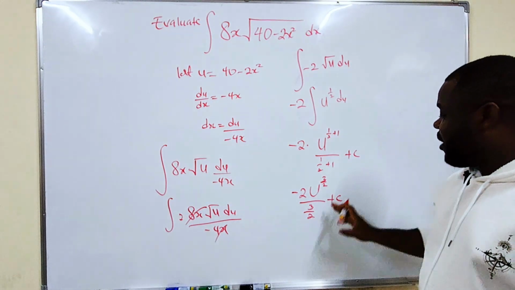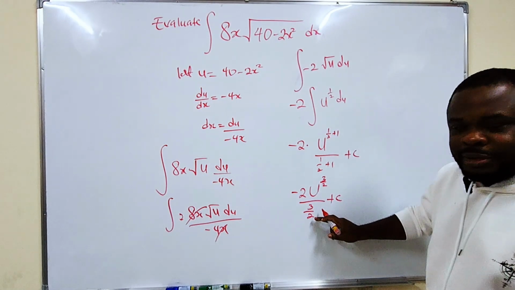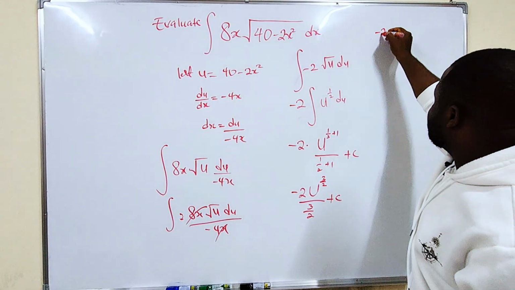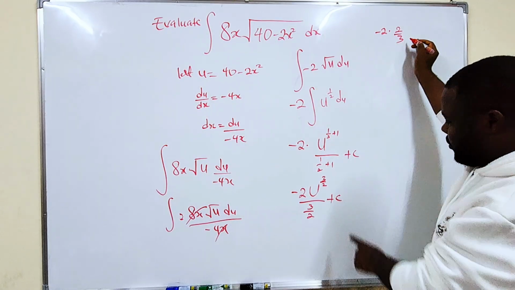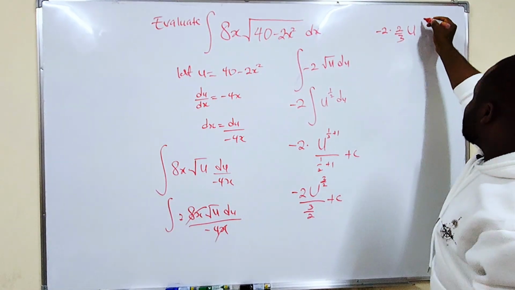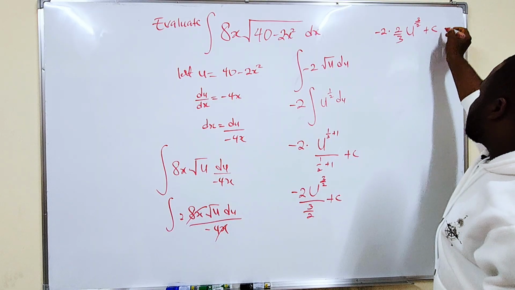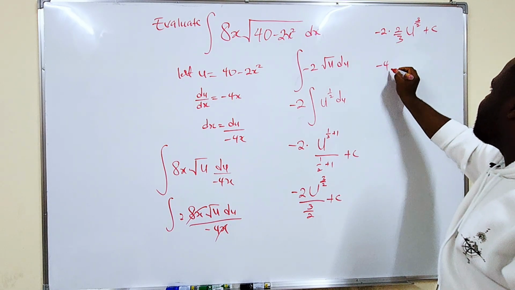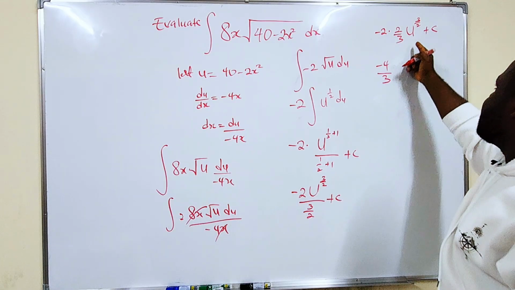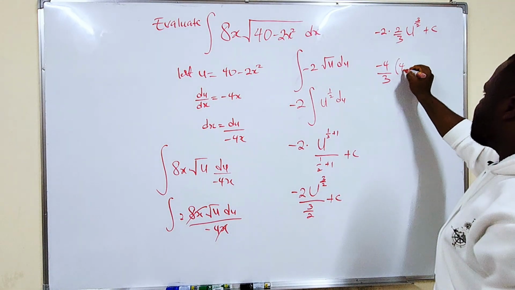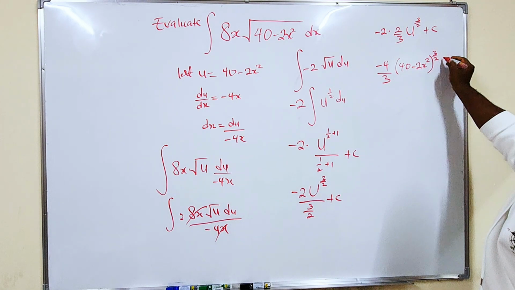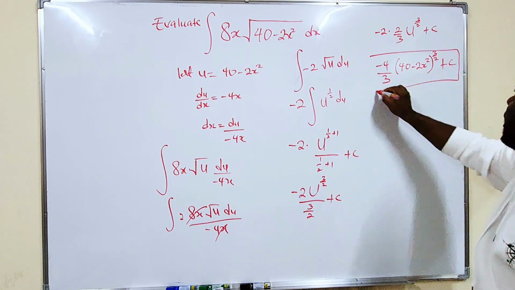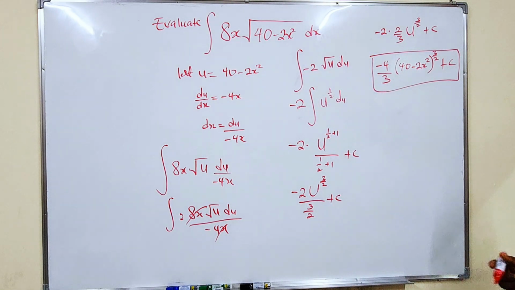We can still simplify this further, since this is a complex fraction. We can say negative 2 multiplied by, instead of dividing by 3 over 2, we multiply by 2 over 3, times u to the 3 over 2, plus c. This gives us negative 4 over 3 times u to the 3 over 2. Now u is 40 minus 2x squared. Then we have the 3 over 2 power, plus c. And this is the antiderivative of that function with respect to x.